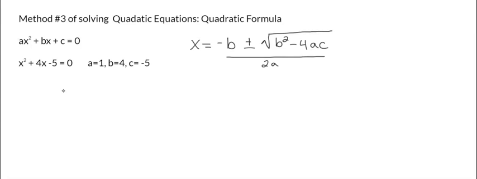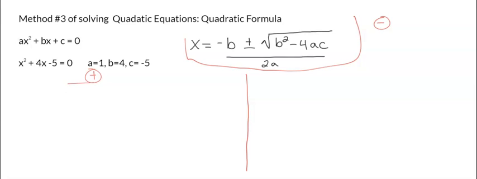So I'm going to split it up this way. I'm going to do the positives over here, and since this is our quadratic equation, I'm going to do the negatives over here. Okay? Let's begin. So x is equal to negative 4 plus the square root, which we have is 4 squared minus 4 times 1 times negative 5. Everything over 2 times a. So 2 times 1.